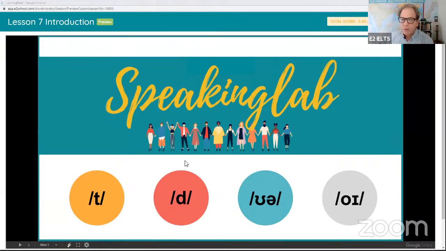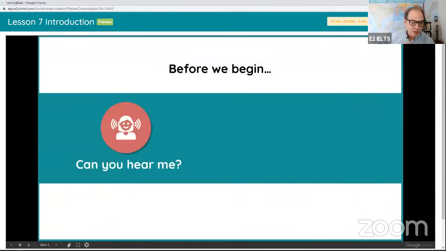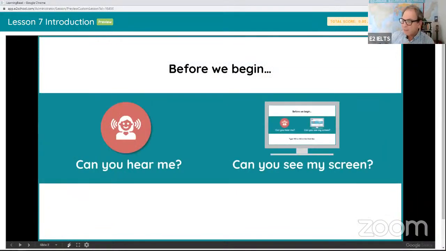The four sounds we're going to have a look at today are t, d, ua, and oi. So t, d, ua, and oi. By the end of this session, you will be fully aware of what these sounds sound like, how we write and spell some of the sounds, and also how to produce the sound so you can go away and keep practicing.